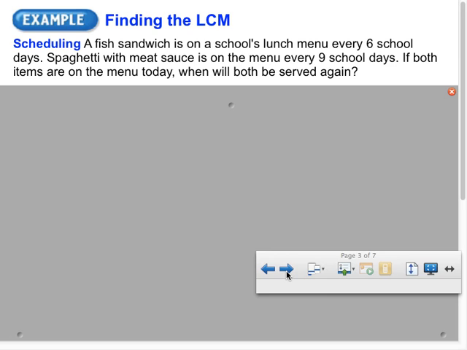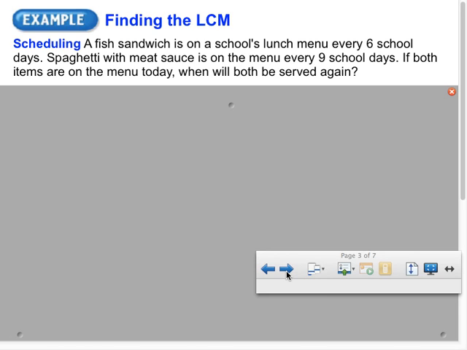Let's see if we can figure this out. Scheduling. A fish sandwich is on a school's lunch menu every 6 school days. Spaghetti with meat sauce is on the menu every 9 school days. If both items are on the menu today, when will both be served again? How would we go about this?